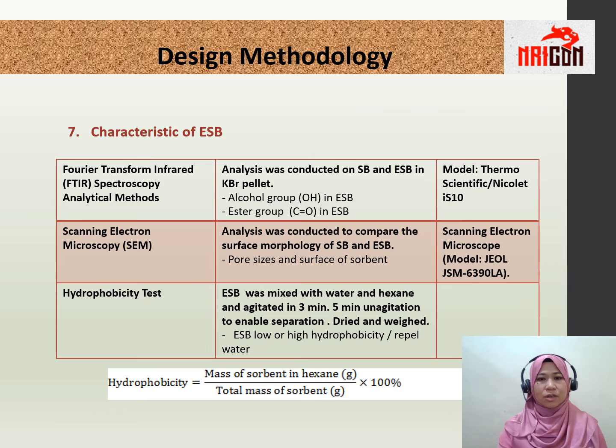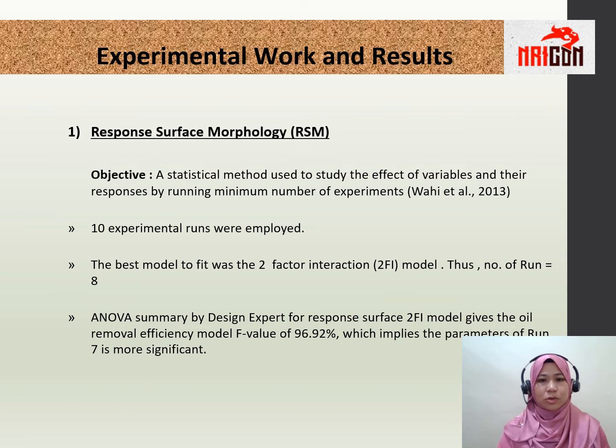The characterization of esterified sago bark was conducted by using three methods: FTIR spectroscopy analytical method, scanning electron microscopy (SEM), and hydrophobicity test. The objective of response surface methodology (RSM) is to study the effect of variables and their responses by running a minimum number of experiments according to Julaihi et al. 2013. Then experimental runs were employed, and from the results of the ANOVA summary, it is about 96.92%, which implies the probability of run 7 is more significant.